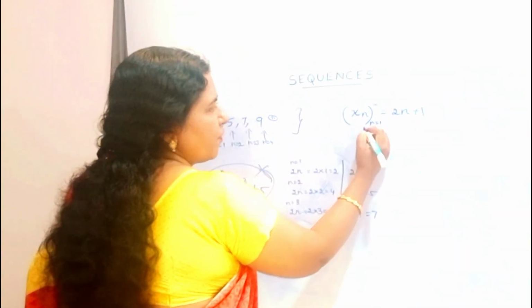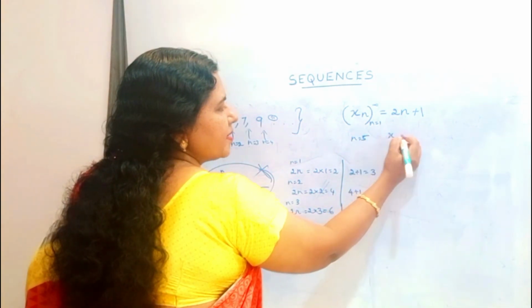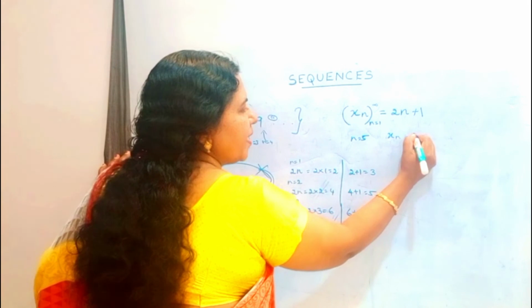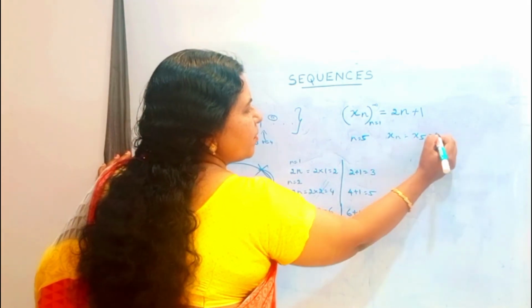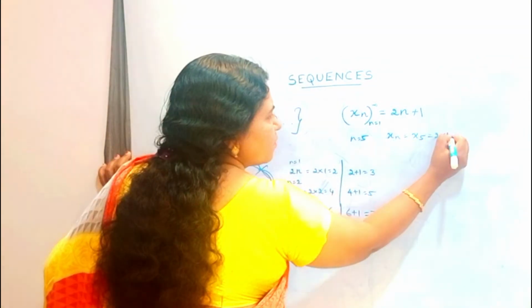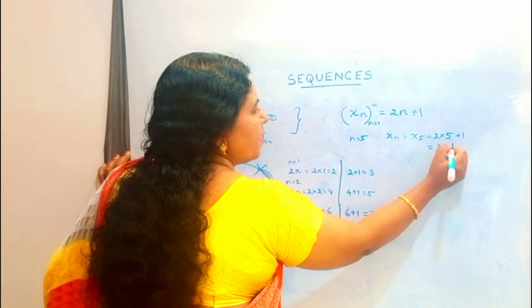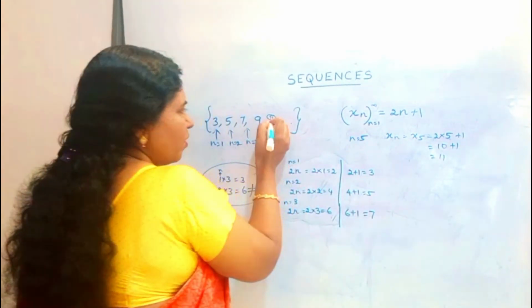So we can find out the fifth term for n is equal to 5. When n is equal to 5, xn is equal to x5 is equal to 2 into, in the place of n it becomes 5, so 5 plus 1. So it is equal to 2 into 5 is 10, 10 plus 1 it is equal to 11. So we have got this term.